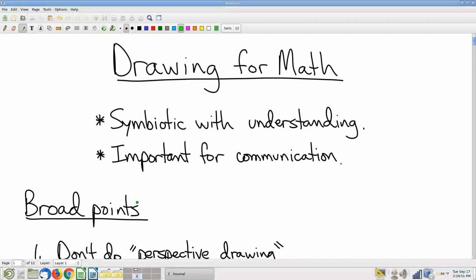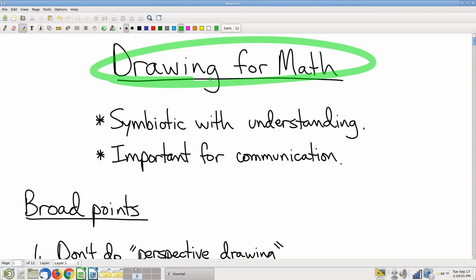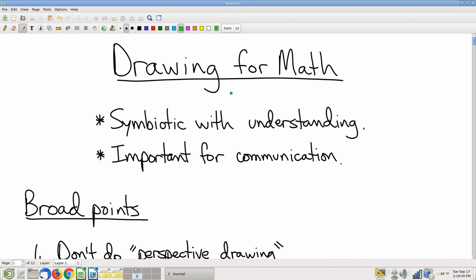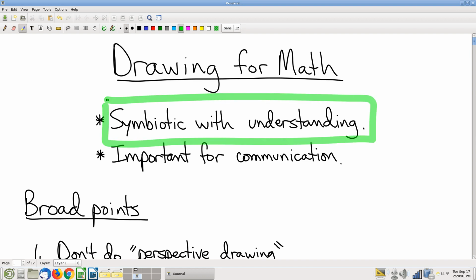Okay, in this recording, we're going to talk about how to draw in a math context. So, this is an important tool. It's an important part of being able to learn math. For one thing, there's a symbiotic relationship with understanding the geometry of a given problem.